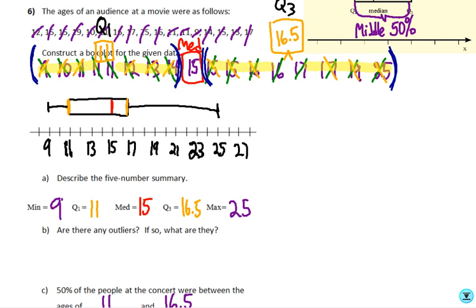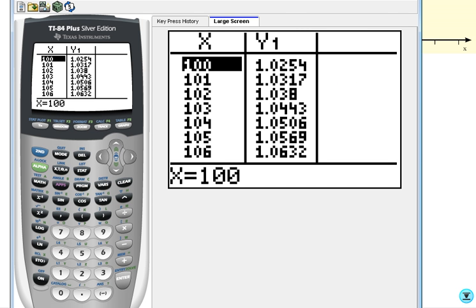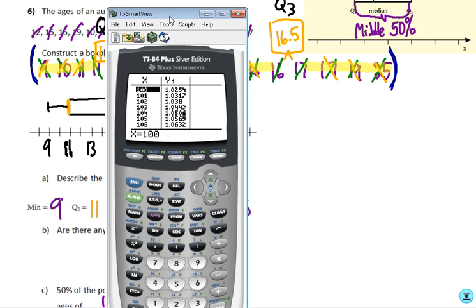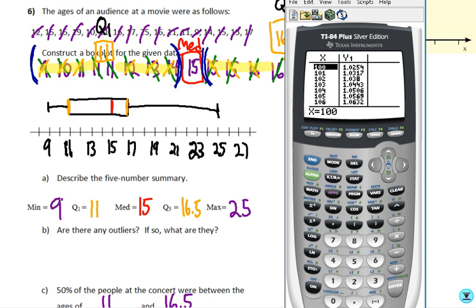So to test to see if this is an outlier or not, what we're going to do is put the information into our calculator. So let me clear this away here.